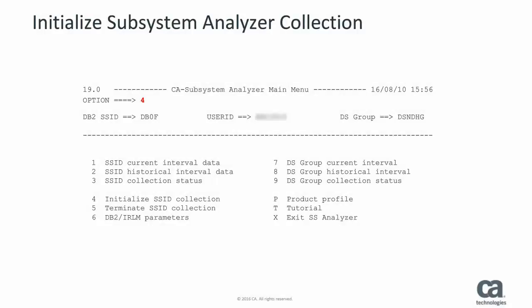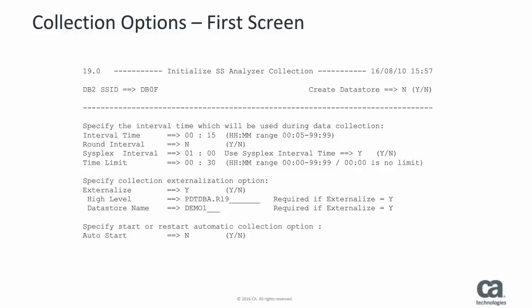To show where to select the sampling rate, we'll start at the CA Subsystem Analyzer main menu. Type 4 at the option prompt and press Enter to view the current collection options. The collection option settings on this screen were saved from the previous collection, and we do not need to change them at this time. Press Enter to go to the next screen.